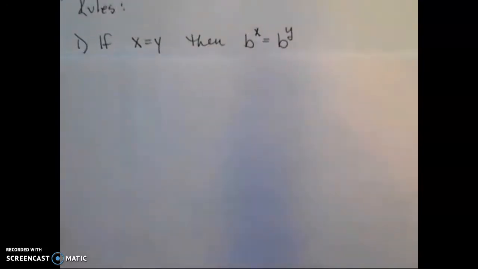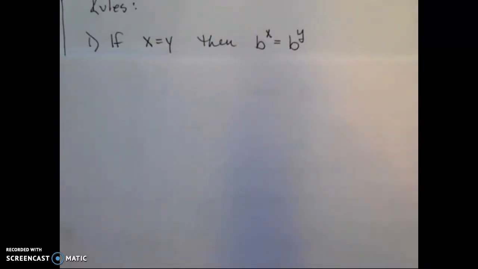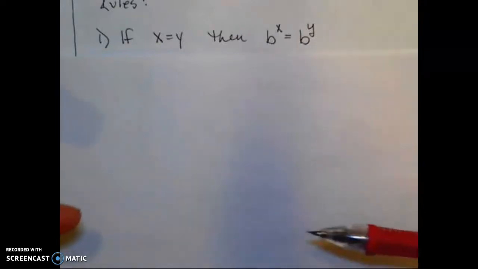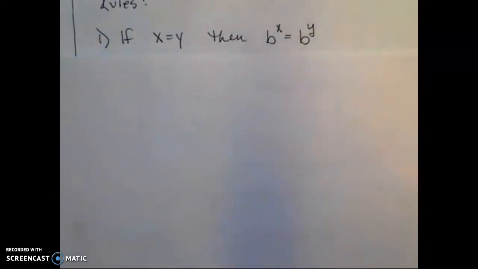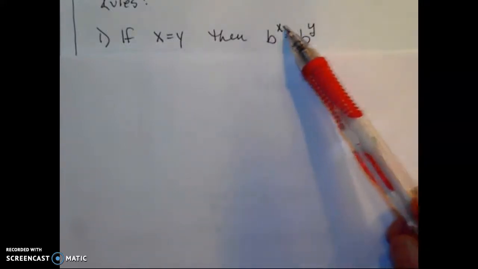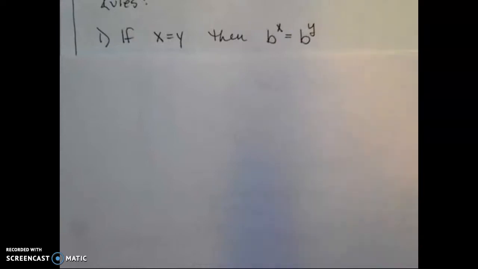Here's the first rule. If x equals y, then you can take a base and put it underneath and push the x and the y up into exponents. It goes the other way too. If I have two numbers here and these numbers are the same, you can set the exponents equal to each other. So I could give you this piece and you'll get to here, or I could give you this piece and you'll get to here. Either way.